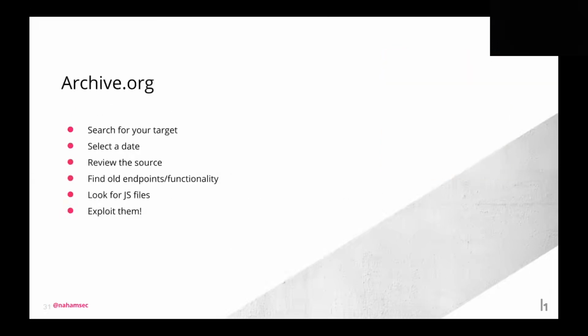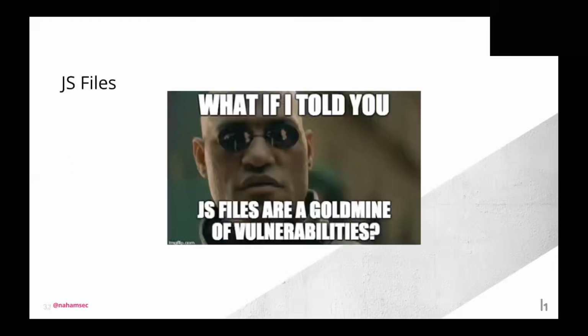Archive.org is a great way of finding old endpoints or functionality. You toss in your target, you pick a date, you review the source, and you look for functions and endpoints that are on there that are still working. You look for JS files, you parse through the JS files, and you explore them. When I say you parse through the JS files, you look for endpoints, just like Sean was mentioning.